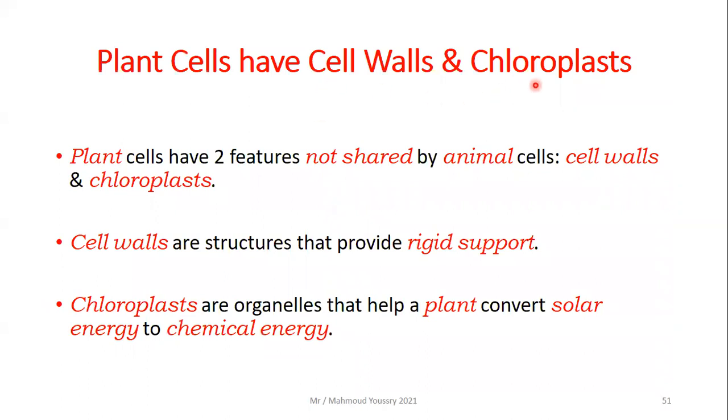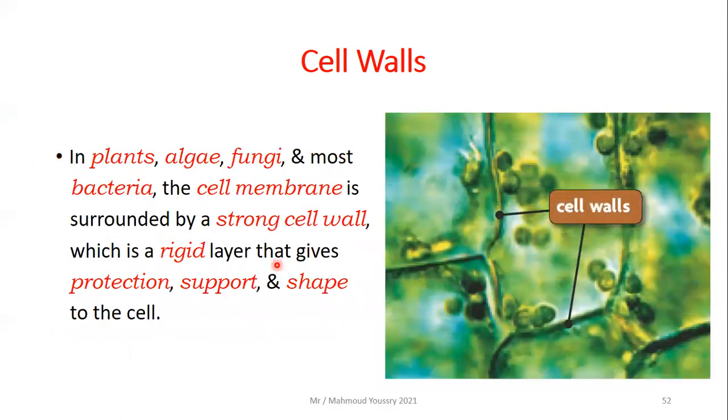Plant cells have cell walls and chloroplasts. This is the last part. Plant cells have two features not shared by animal cells, which are the cell walls and chloroplasts. Cell walls are structures that provide rigid support. The chloroplasts are organelles that help a plant convert solar energy into chemical energy.